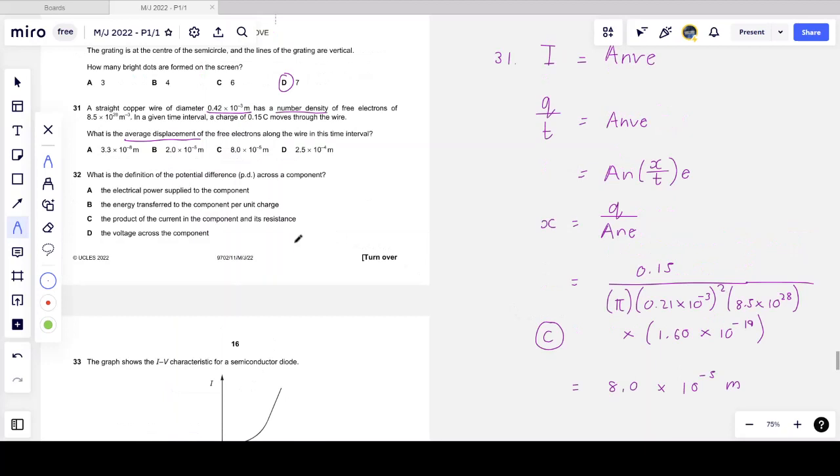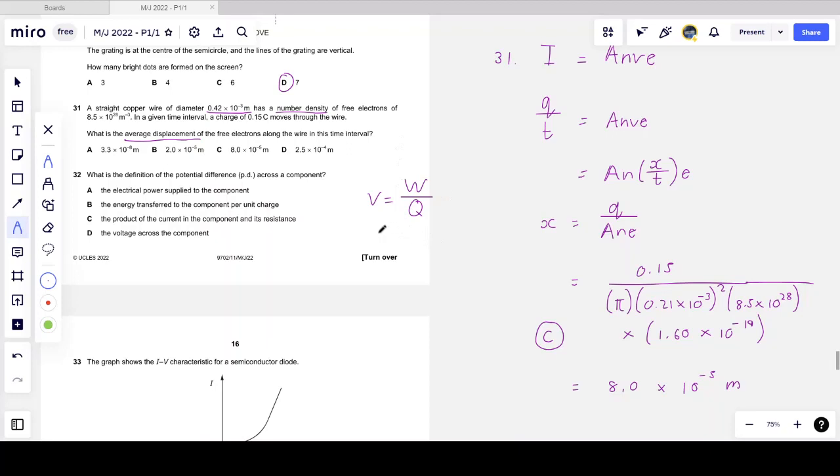Question 32. Question 32 says, what is the definition of the potential difference across a component? Well, I'm just going to go to my definition of potential difference. The potential difference, by definition, is the work done per unit charge in moving that charge across the component. So the potential difference across any 2 points in a wire is the work done on every charge to move the charge between those 2 points.